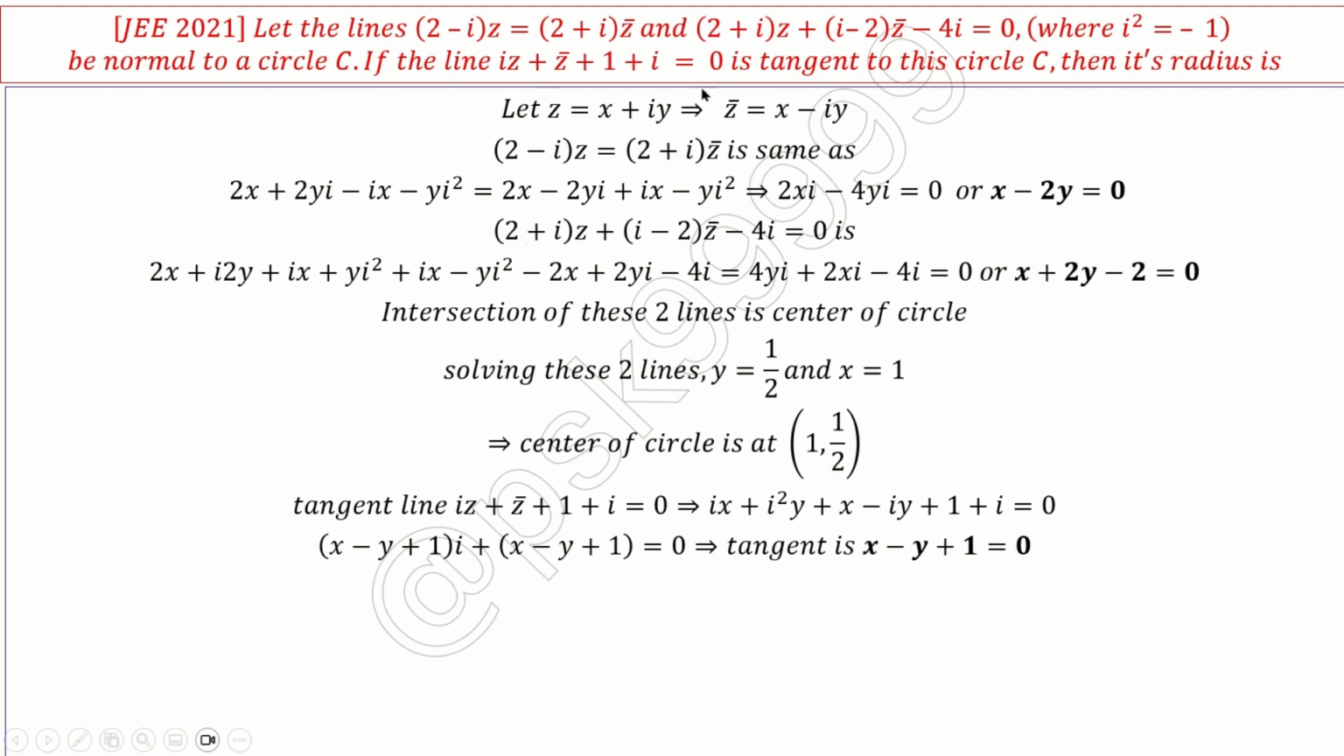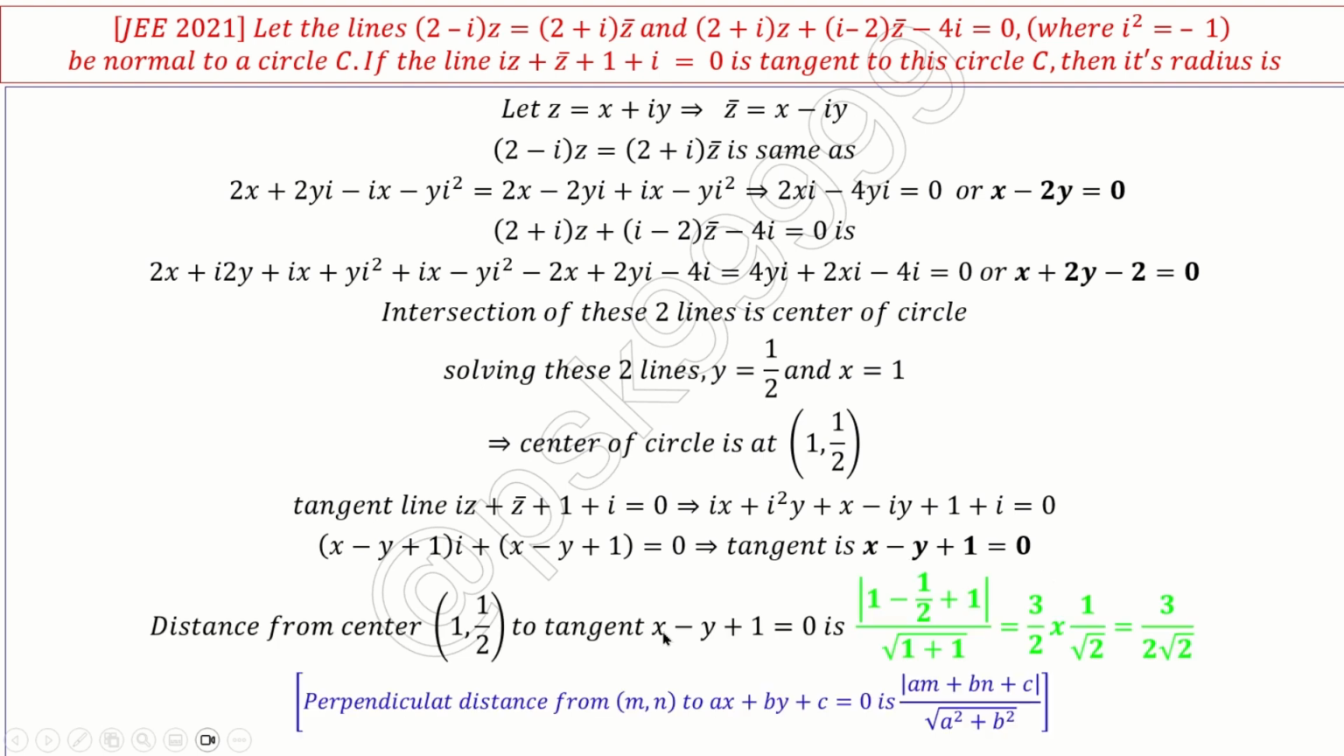Now the question is the radius. Radius is nothing but the minimum distance from the center, because radius is always perpendicular to the tangent, right? So which we can get very easily. We have to use this formula.